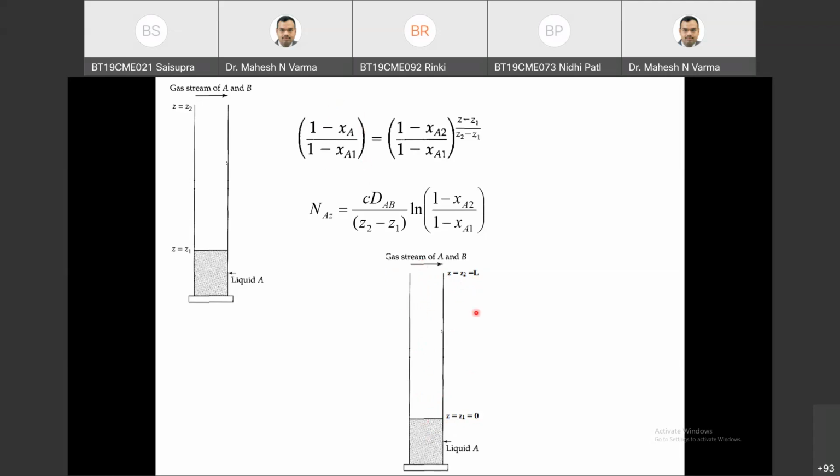So what will be the concentration profile for this new nomenclature? Just the nomenclature is changed. What will be the concentration profile? Roll number 21.